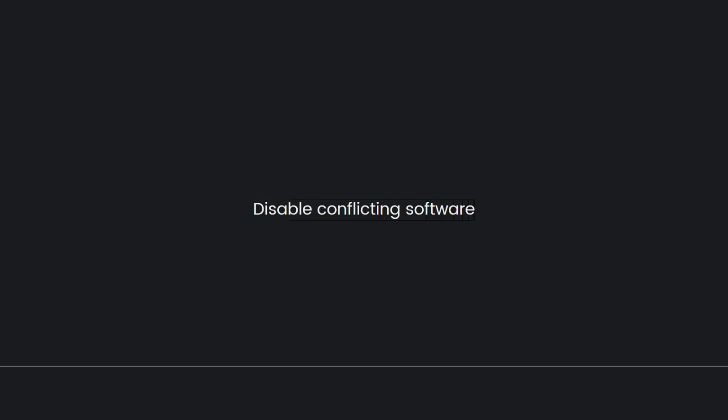Disable conflicting software. Sometimes other recording or streaming software can interfere with ShadowPlay. Try disabling or uninstalling any other recording or streaming software you might have running on your system. Next, disable Windows Game Bar. The Windows Game Bar and other overlay features might conflict with ShadowPlay. Disable the Windows Game Bar in Windows. Go to Settings, select Gaming, then Game Bar.